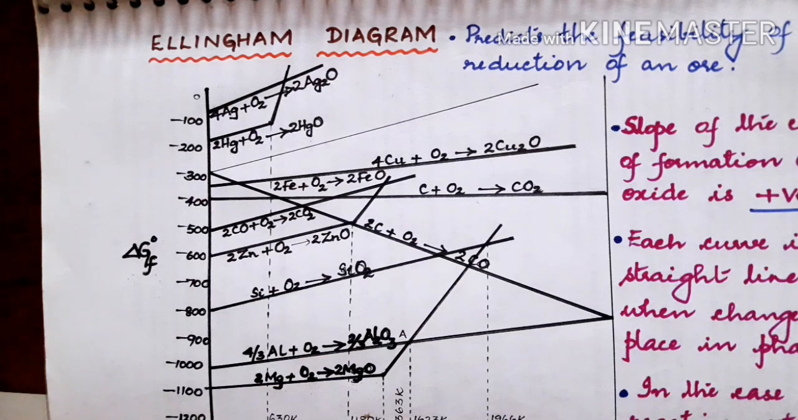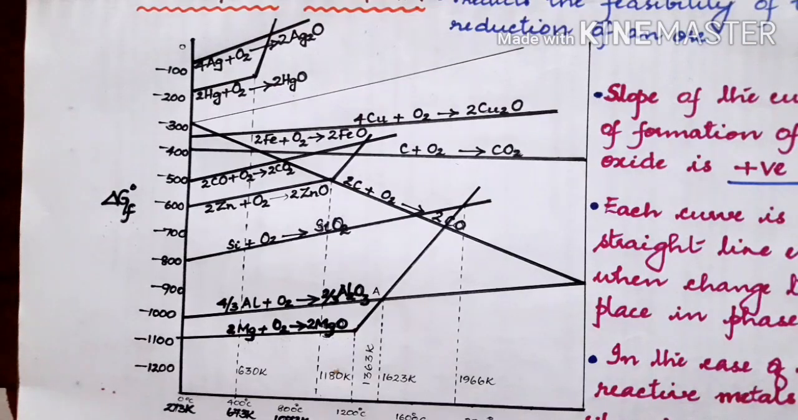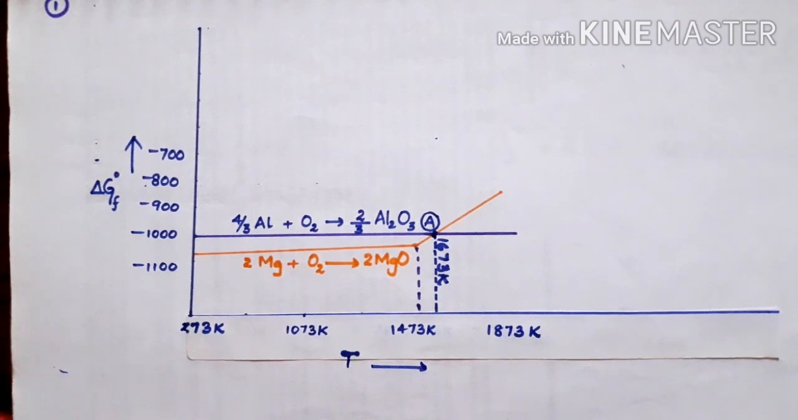Now, how do we identify whether an element will act as a reducing agent for a particular reaction? According to Ellingham's diagram, we are able to predict whether a reaction is possible or not.